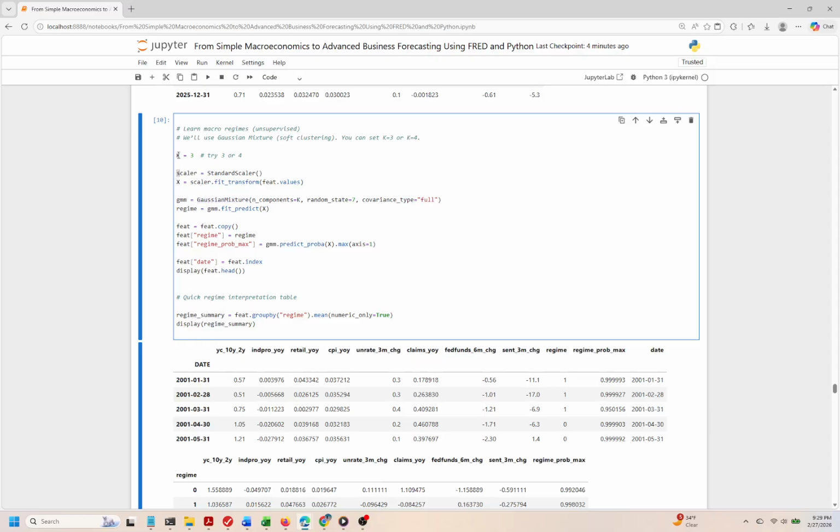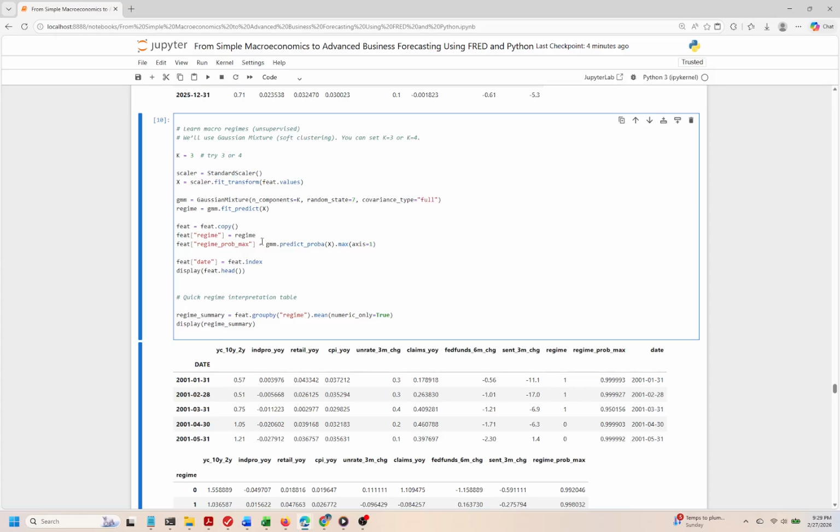First, we set the number of clusters K to 3, but we have the option to try 4 if desired. This flexibility gives us room to explore varying levels of complexity in our analysis. Next, we standardize our feature set by using StandardScaler, which transforms our data to have a mean of 0 and a standard deviation of 1. This scaling is crucial, especially in clustering tasks, as it ensures that each feature contributes equally to the distance calculations.